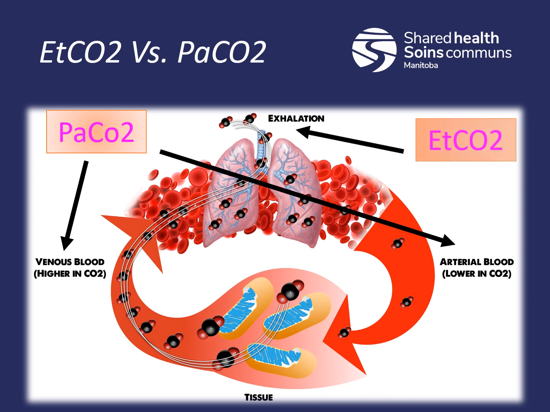End-tidal CO2, or EtCO2, is the amount of CO2 we capture in exhaled breath. While PaCO2 and end-tidal CO2 should be close in value, there is generally a difference between the two values of around 1 to 5 millimeters of mercury, and that's normal. During disease process, the difference between these two readings can indicate the severity of the pathology.